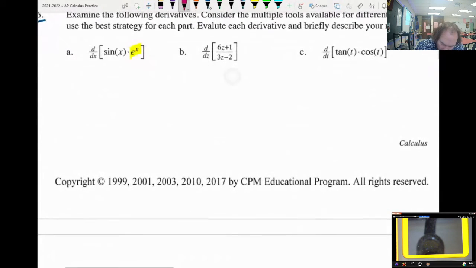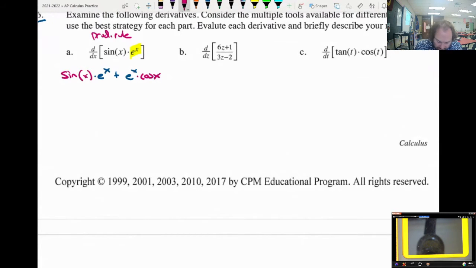Anyway, this is just a product rule in this problem. It's the original first, the sine of x, times the derivative of the second, which is e to the x, plus the original second, which is also e to the x, times the derivative of the first, which is cosine of x.